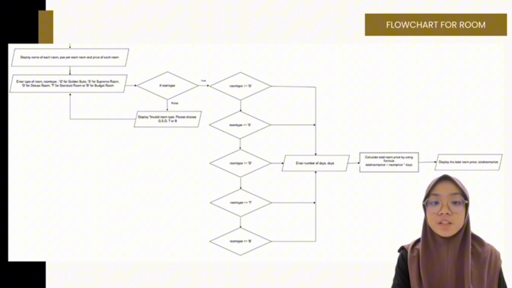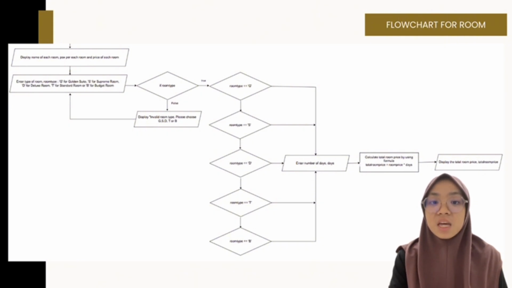The flowchart room, program will display name of each room, text per each room, and the price of each room to inform the customer about the detail of choice. Then, program will ask customer to enter type of room type either G, which is for golden suite, S for supreme room, D for deluxe room, T for standard room, or B for budget room. If room type is true, then the program will ask customer to enter number of days. Then, the program will calculate the total room price by using formula total room price equal to room price multiplied with days. After that, the total room price will be displayed.